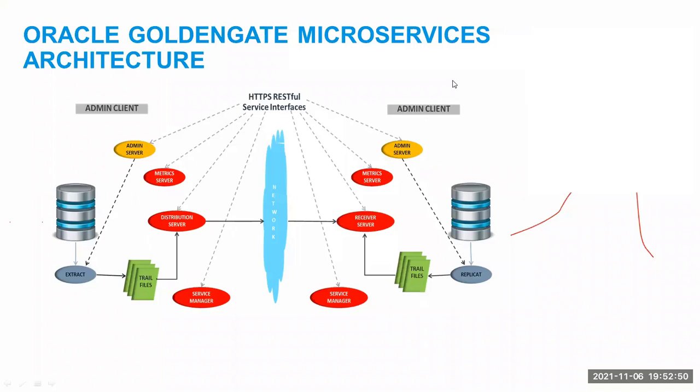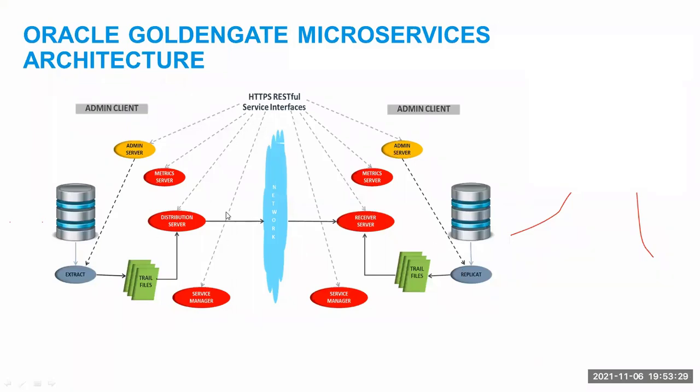So microservices architecture is a REST API based architecture. It has a service manager. Under the service manager, you see this is the service manager, you have different services running like admin server, performance metric server, distribution server, and receiver server. Under admin server, you configure GoldenGate extracts or replicates. So your GoldenGate extracts and replicates reside under the administration server.